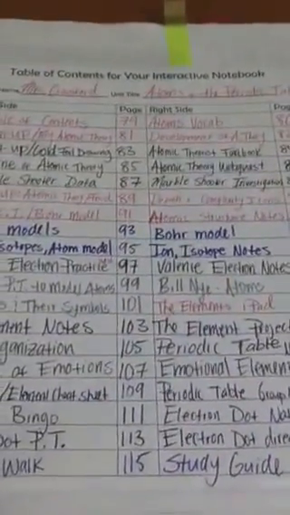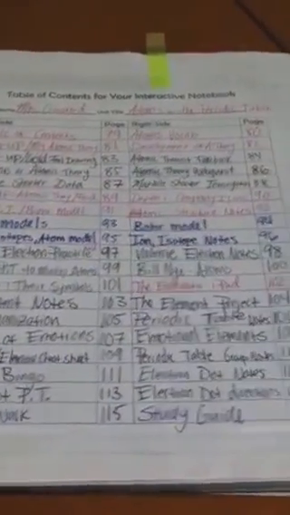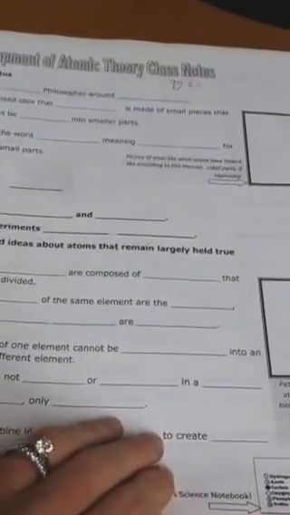On page 79 is the table of contents. On page 80 is the vocabulary for atoms. On page 81 should be your atomic theory. And on page 82, the development of the atomic theory class notes. Again, yours should be completed as I was giving the notes, so yours will be filled in.